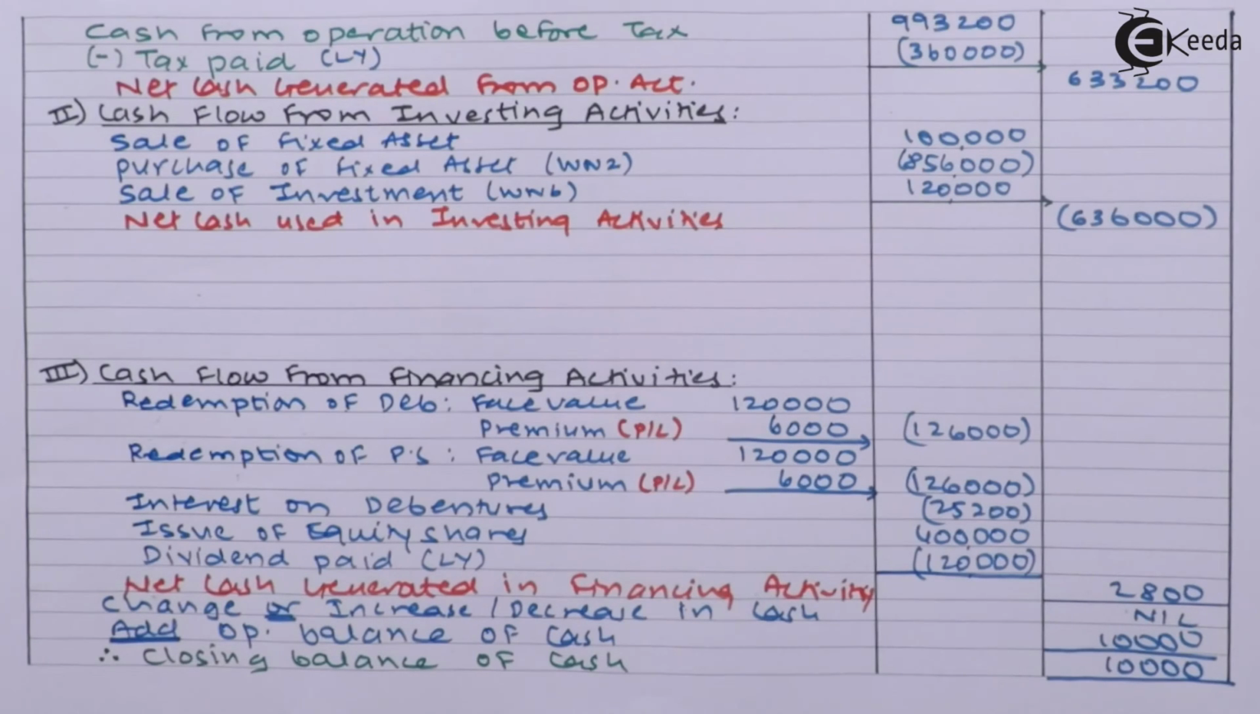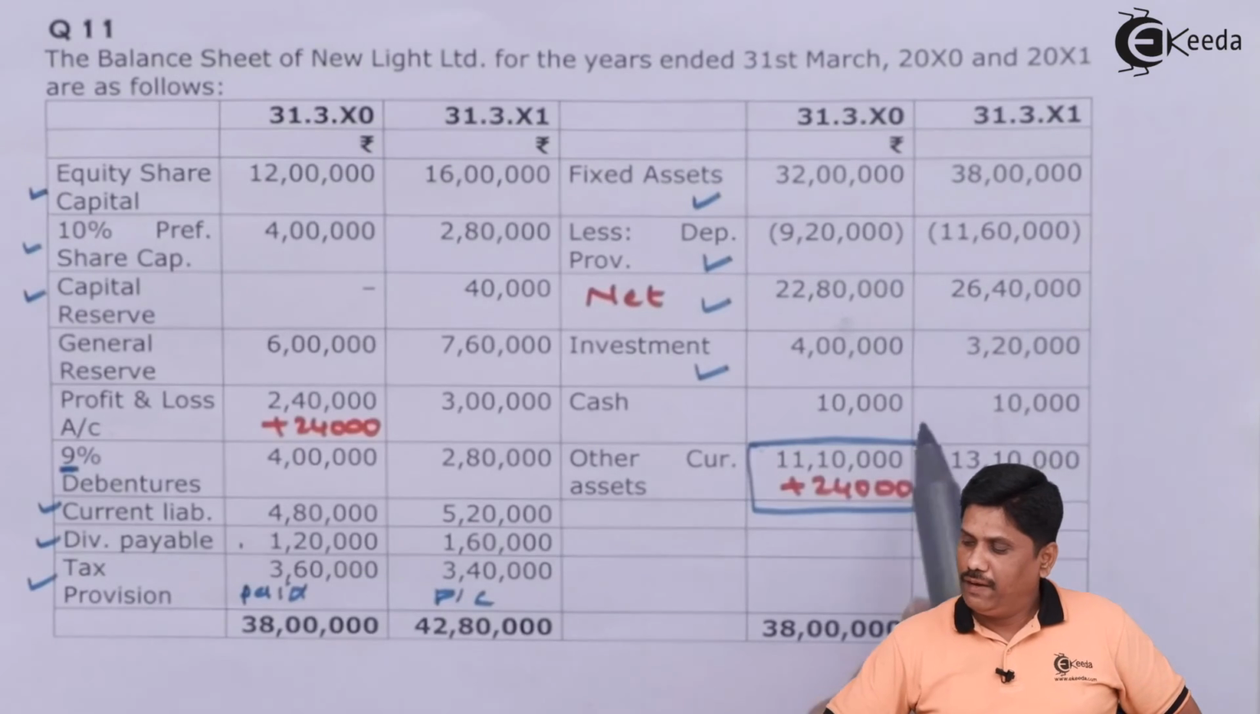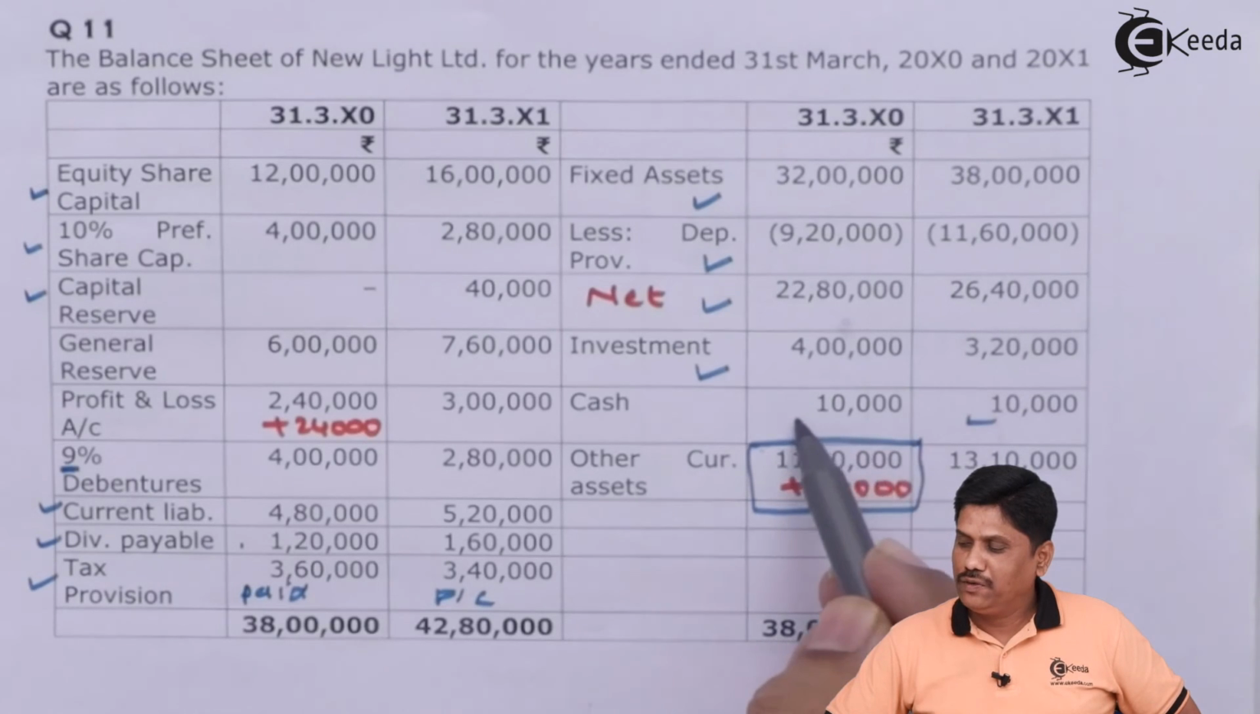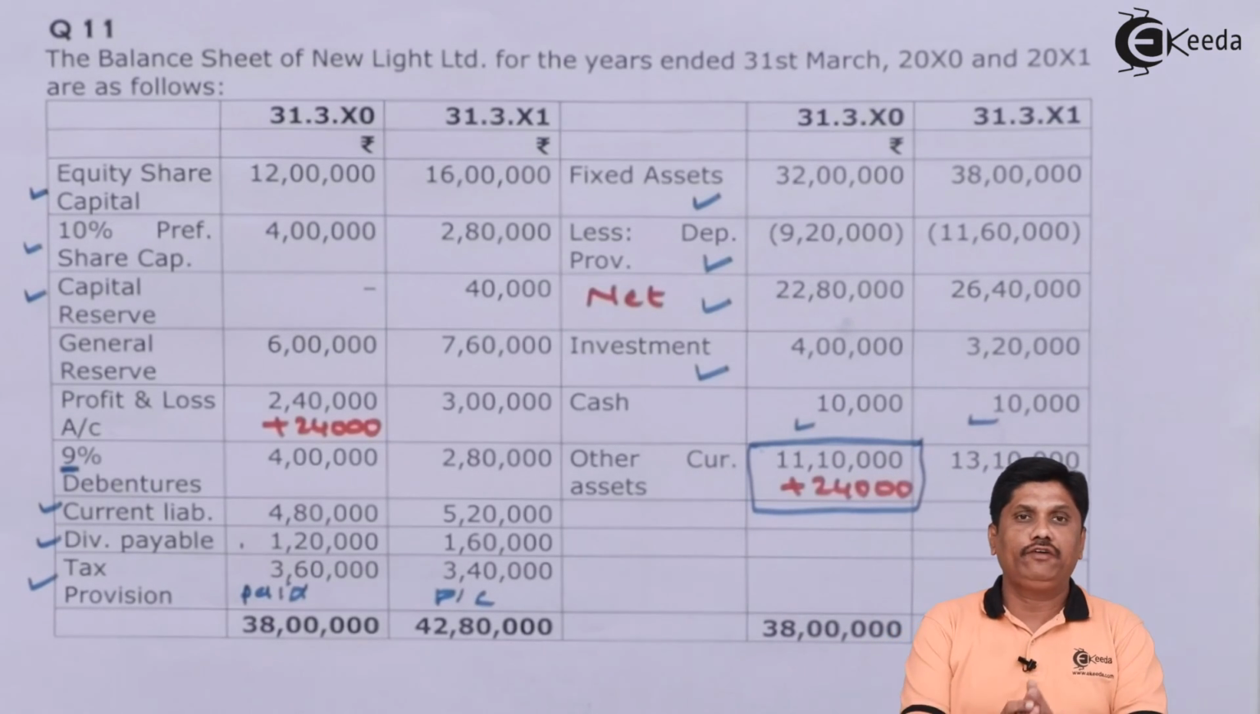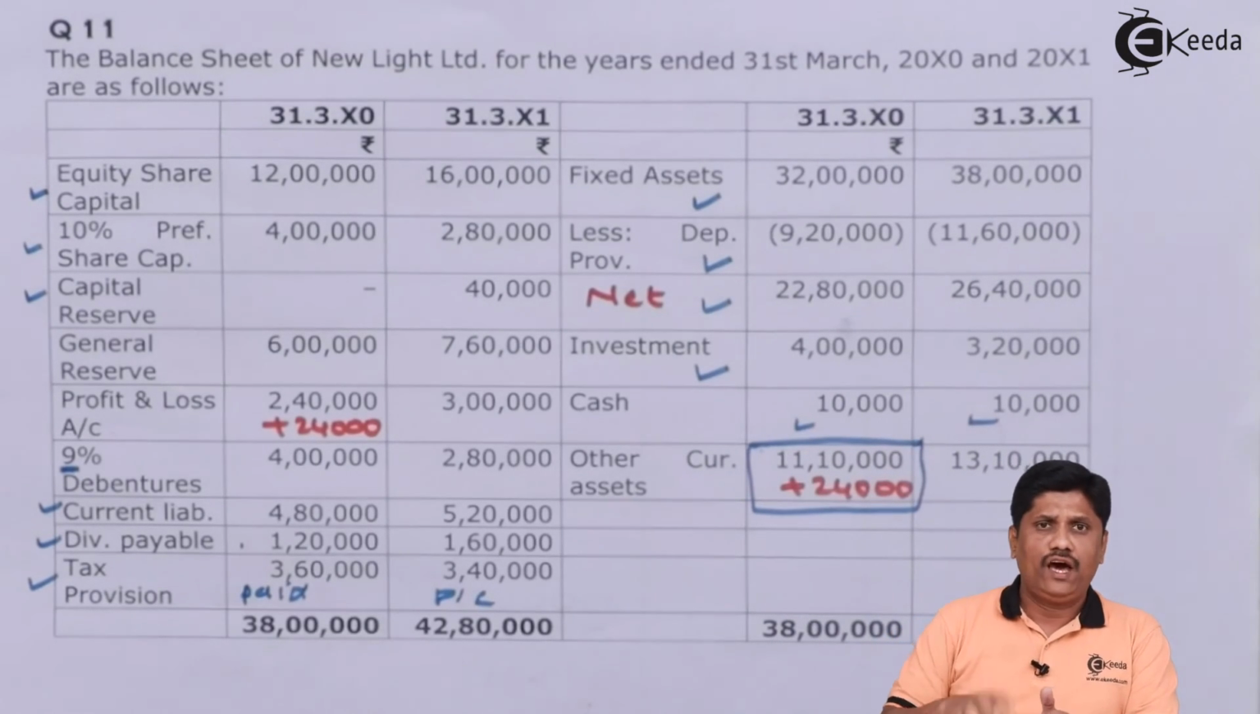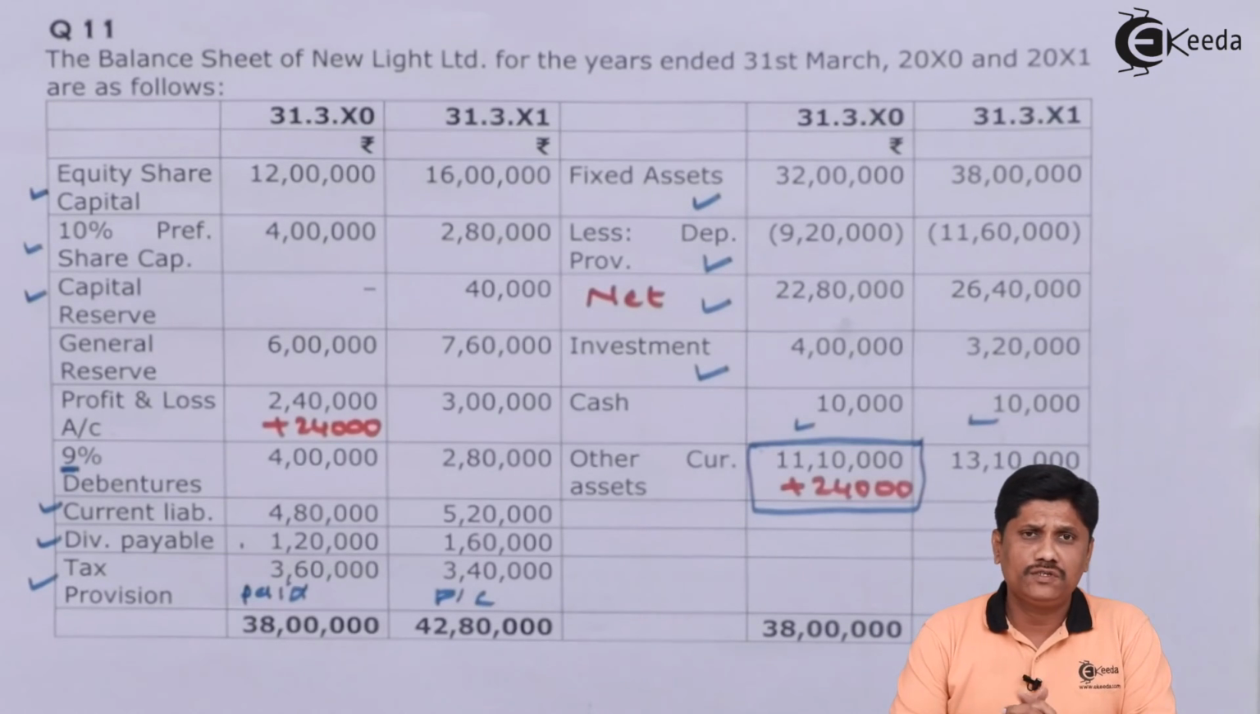Now we can verify this from our balance sheet. In our balance sheet, the closing balance is also 10,000, the opening balance is also 10,000. So whatever we have done is technically correct. I hope whatever I have taught today, you must have understood.